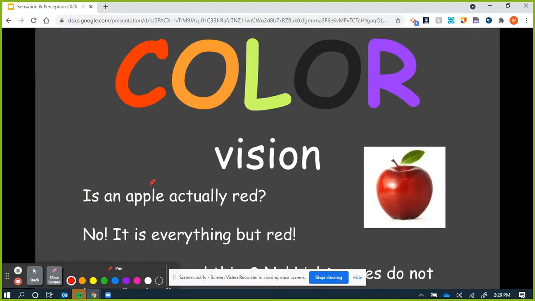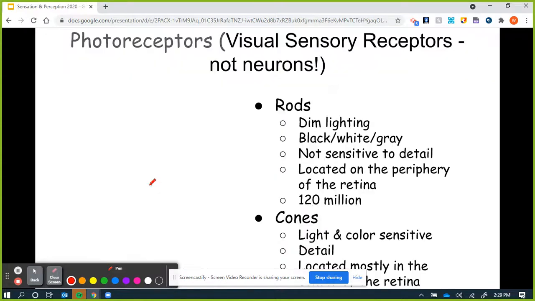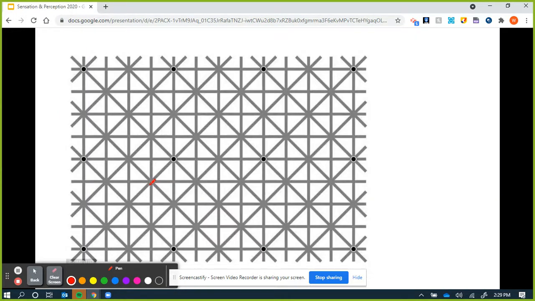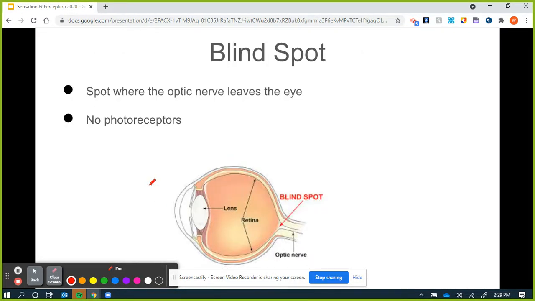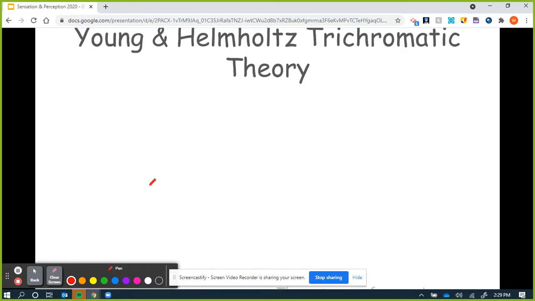Color vision. Rods, cones, two theories of color vision. Both of them are correct. They just explain color vision in different areas. All right, Young-Helmholtz trichromatic theory. Trichromatic means three color. Young-Helmholtz says that we have three different types of photoreceptors in the retina.